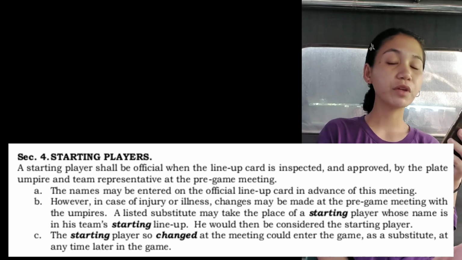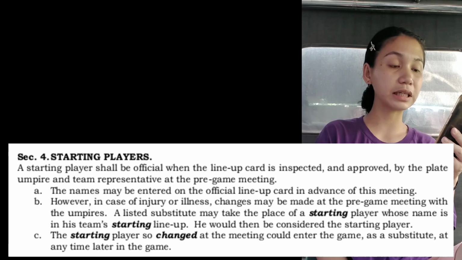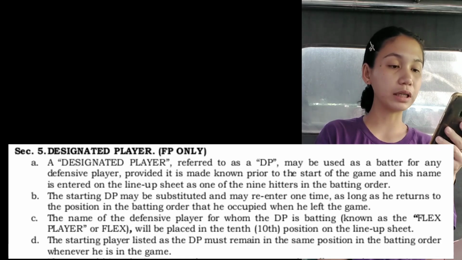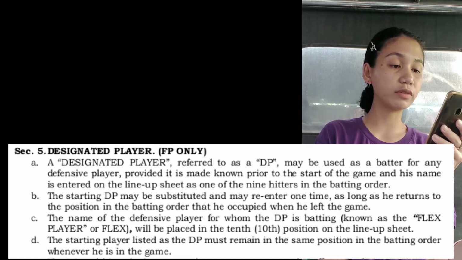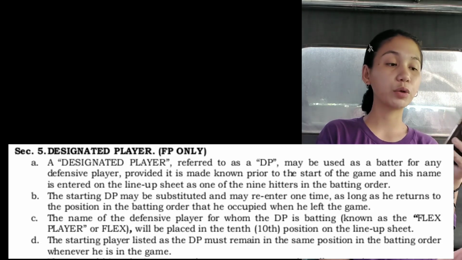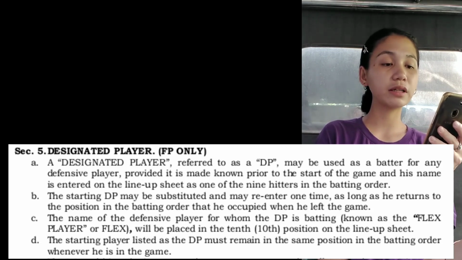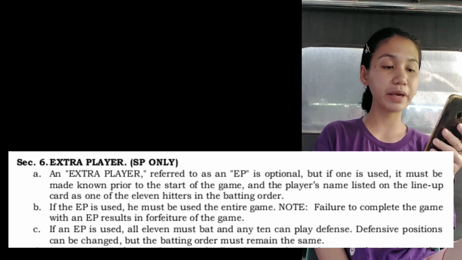Let's move on to rule number 4, section 5, designated player, FP only. A designated player, referred to as DP, may be used as a batter for any defensive player, provided it is made known prior to the start of the game and his name is entered on the lineup sheet as one of the 9 hitters in the batting order. So that is rule number 4, section 5, designated player, FP only.